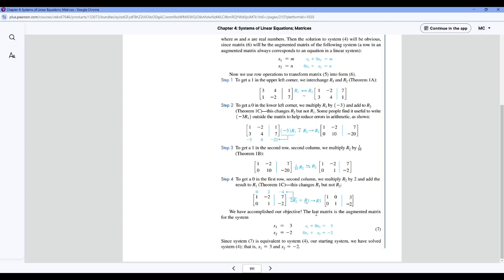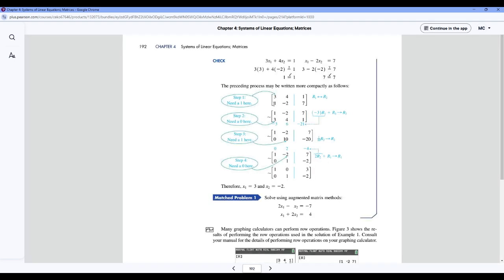I'm not going to try to do this by hand because it is very complicated. Basically, what you're doing is getting it to look like this. So here's the equation: 3, 4, 1, negative 2 equals 1, 7. The first step is they need a 1 here, so they just switch the rows, just like you can switch equations.